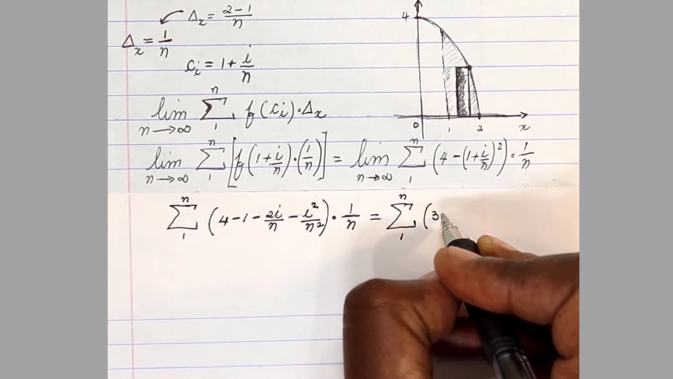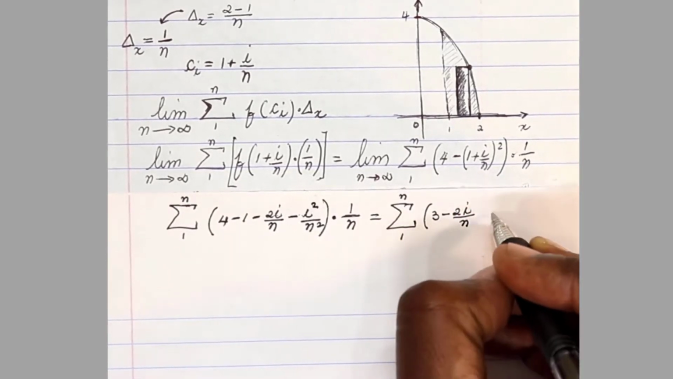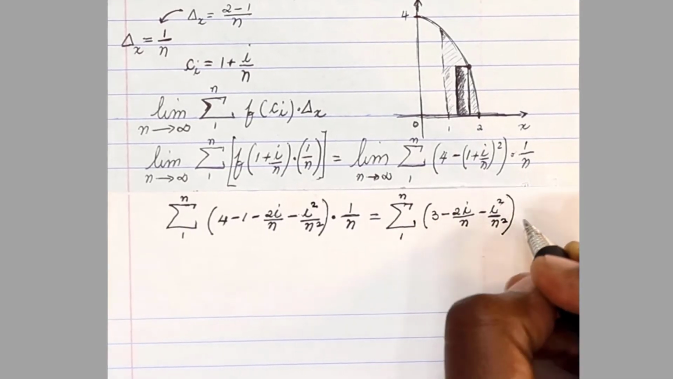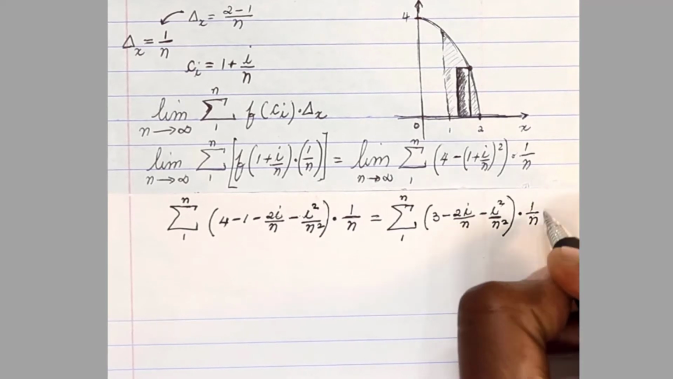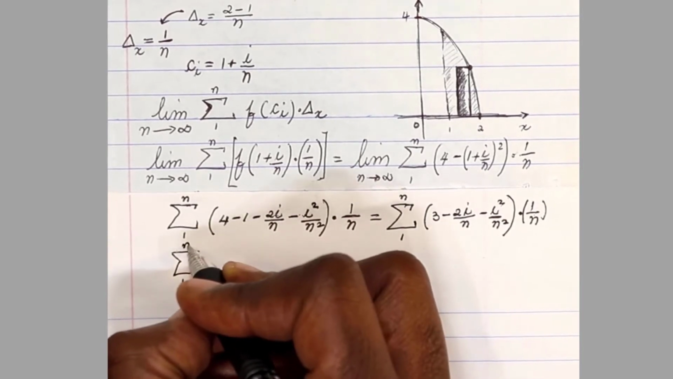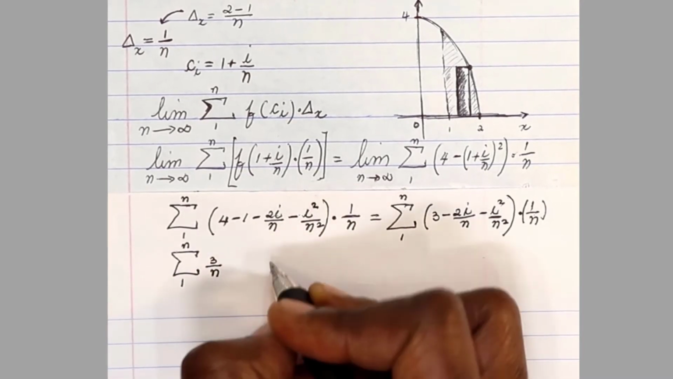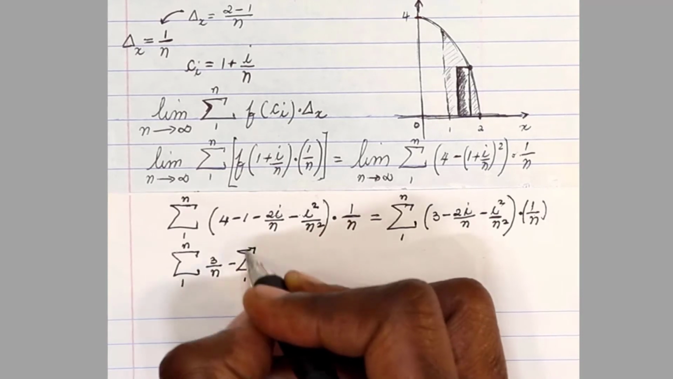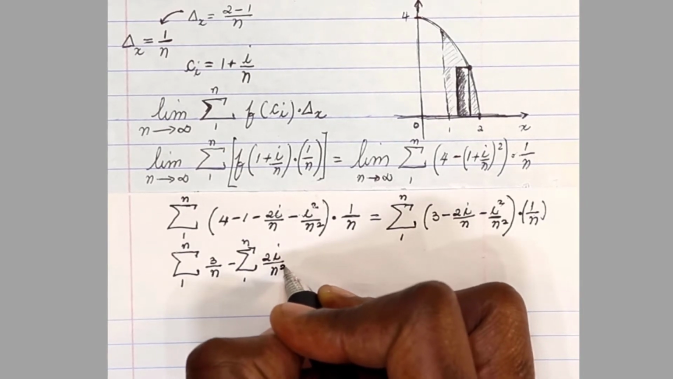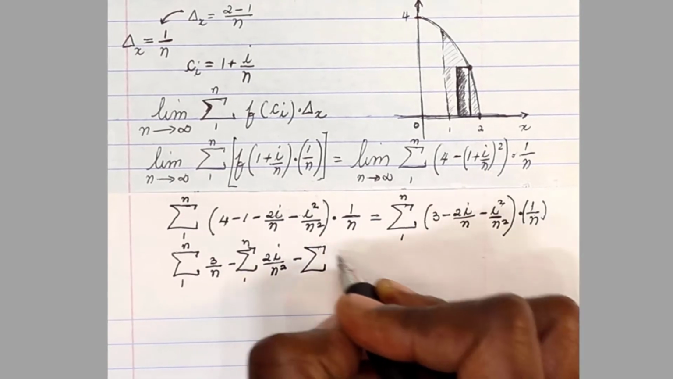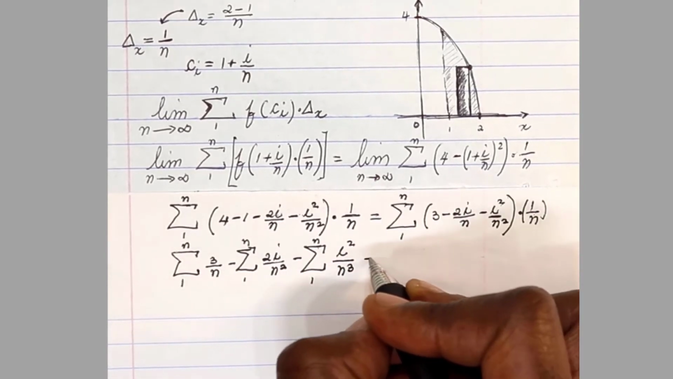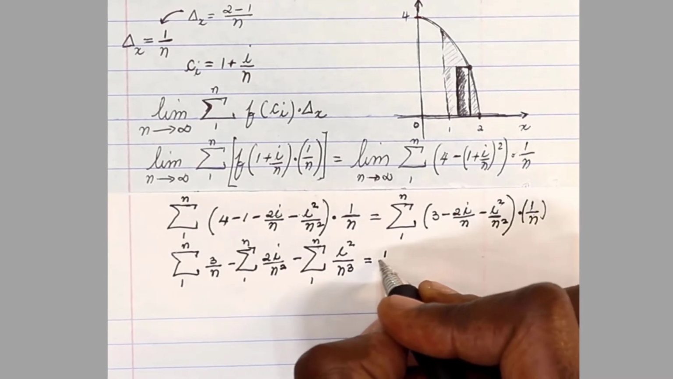4 minus 1 will be 3, minus 2i over n, minus i squared over n squared, times 1 over n. Now we're going to separate the sum and distribute 1 over n over each term. So we'll get 3 over n minus the sum of 2i over n squared multiplied by 1 over n minus the sum of i squared over n cubed, which is really, 1 over n is the constant.